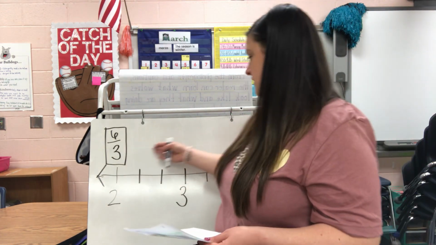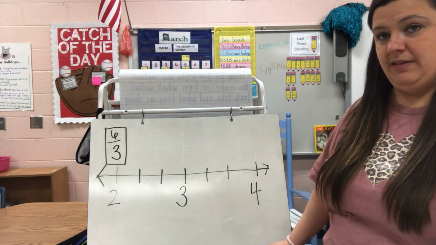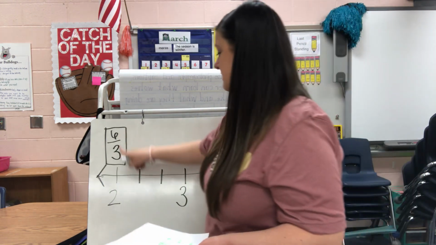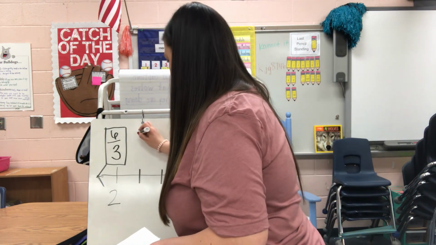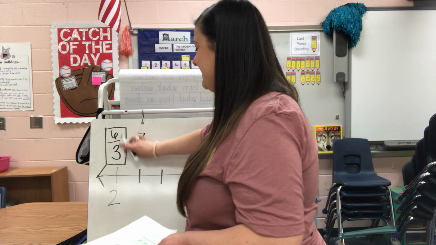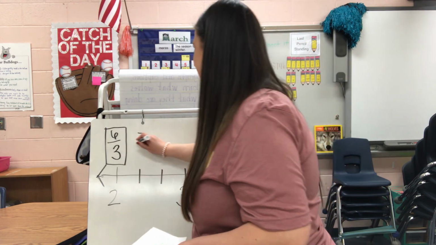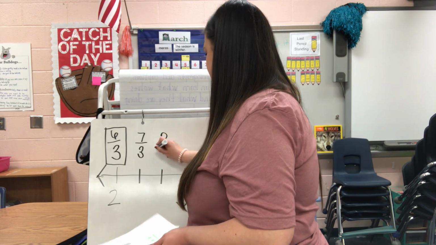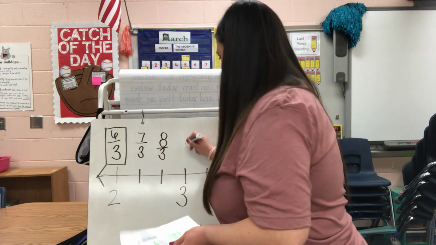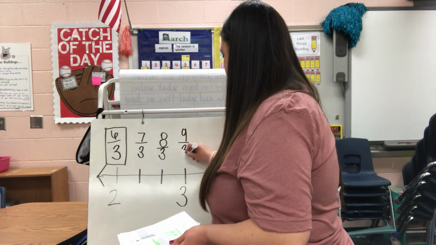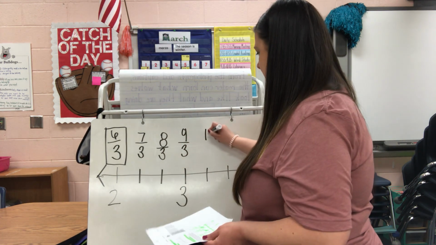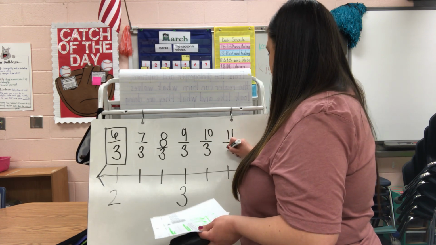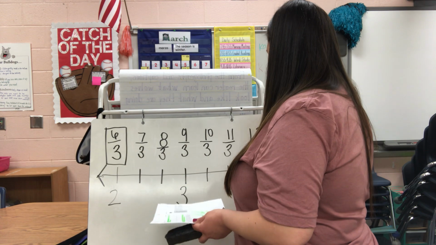I'm going to continue and label the rest of my thirds on my number line. I want you to do the same with your number line on your paper. So after 6 thirds, the next would be 7 thirds. Then we have 8 thirds. Then we have 9 thirds. Then we have 10 thirds, 11 thirds, and 12 thirds.